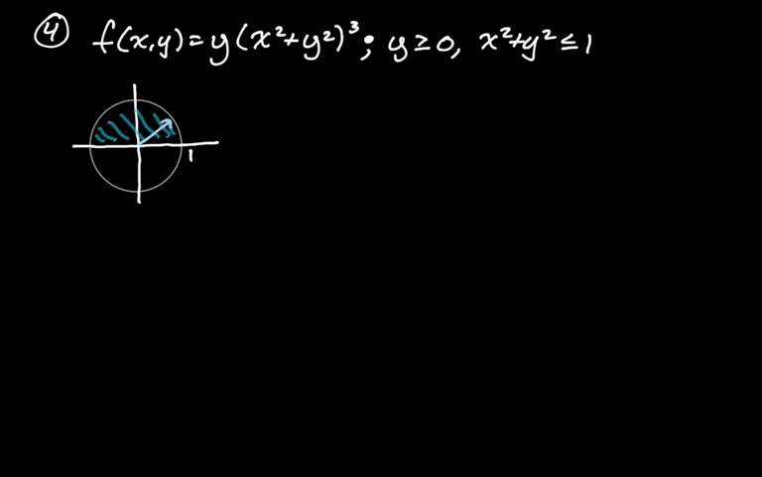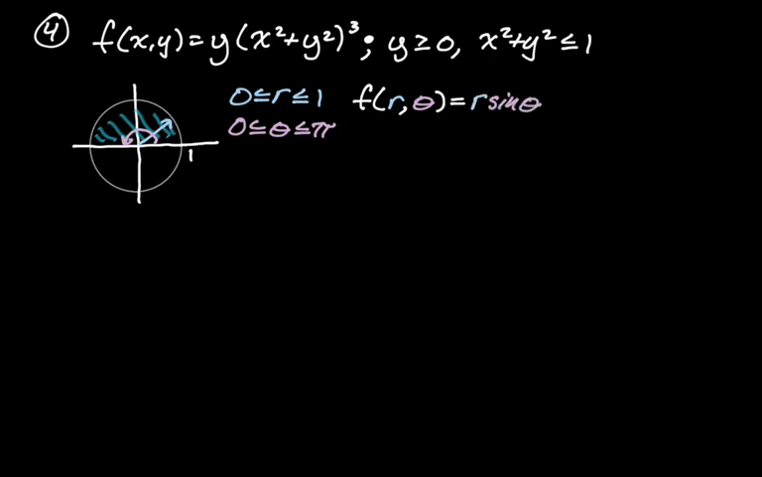So if we go from the origin to the outer curve, that's 0 to 1. And then our theta values, we just rotate through the region. That's 0 to pi. We have to change f of xy into a function of r and theta. We know that y is r sine theta, and we know that x squared plus y squared is r squared, so this will be r squared cubed. Okay, we're ready to go. As long as we don't forget r dr d theta, the number one thing people forget.